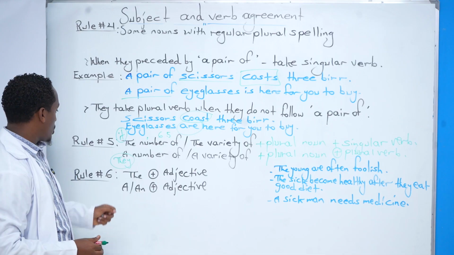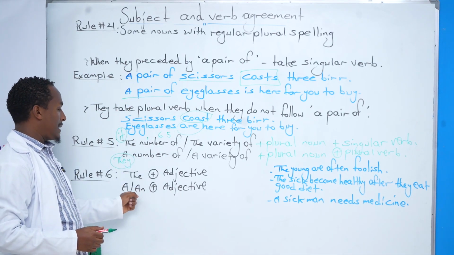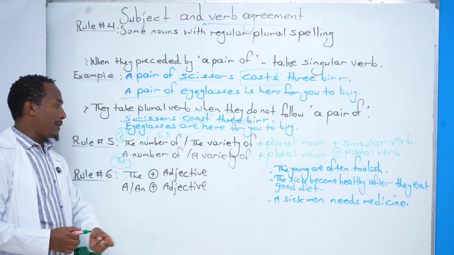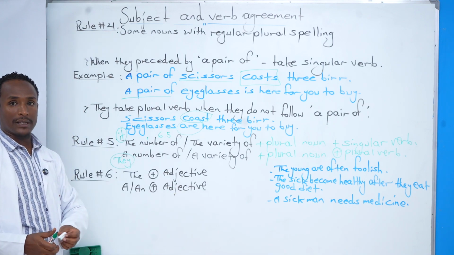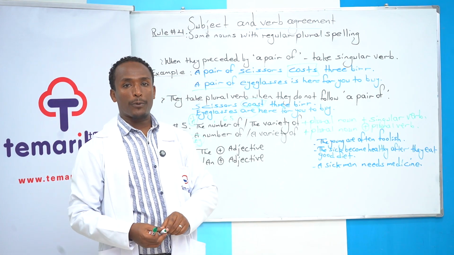Let's go to rule number 6. What if the, a, and an as articles come with an adjective as a subject? Adjectives are words used to describe a noun or a pronoun.